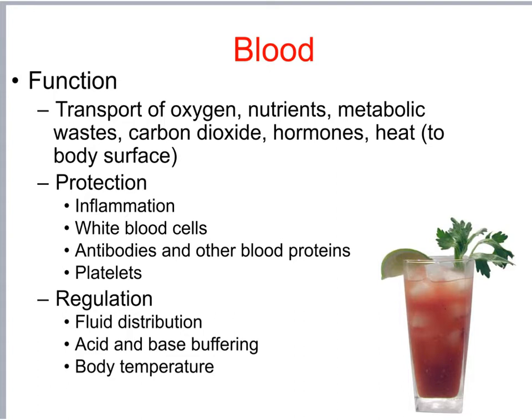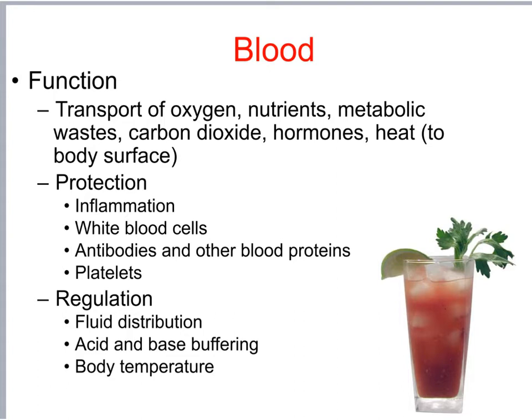The function of blood includes transport. So it delivers oxygen from the lungs and nutrients from the digestive tract to all body cells. We've talked about that with the digestive system. It transports metabolic waste products from cells to elimination sites like the lungs to breathe out CO2 and to the kidneys to get rid of waste in urine. It also transports hormones from the endocrine system, which we've talked about, to their target organs. So lots of transport happening.